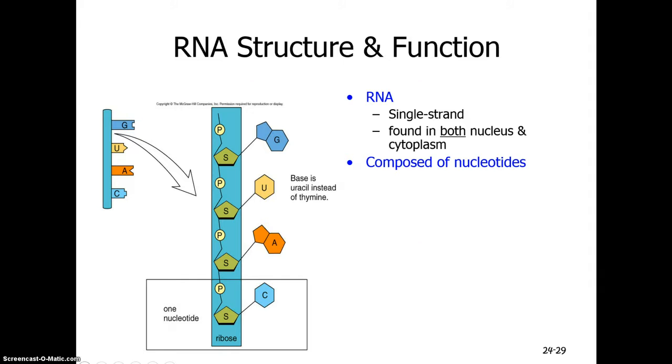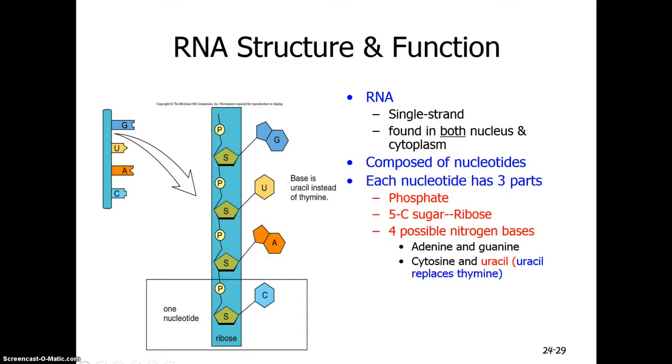Okay, DNA is similar to RNA in that both are composed of nucleotides. Each nucleotide has 3 parts, just like the nucleotides in DNA. RNA has a phosphate group. It's got a 5-carbon sugar, only this sugar is different. It is ribose. That is why it's RNA, for ribonucleic acid. There are 4 possible nitrogen bases: adenine, guanine, cytosine, and uracil. So uracil is the new thing. It is what replaces thymine. There is no thymine in RNA.